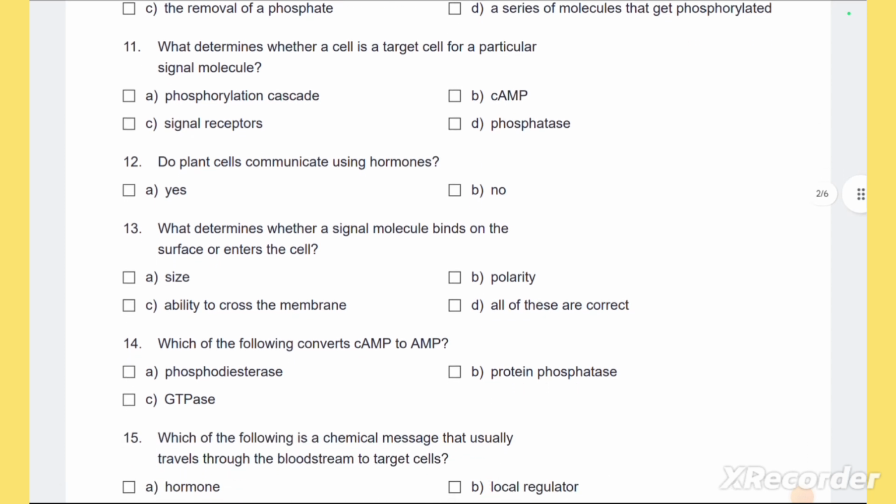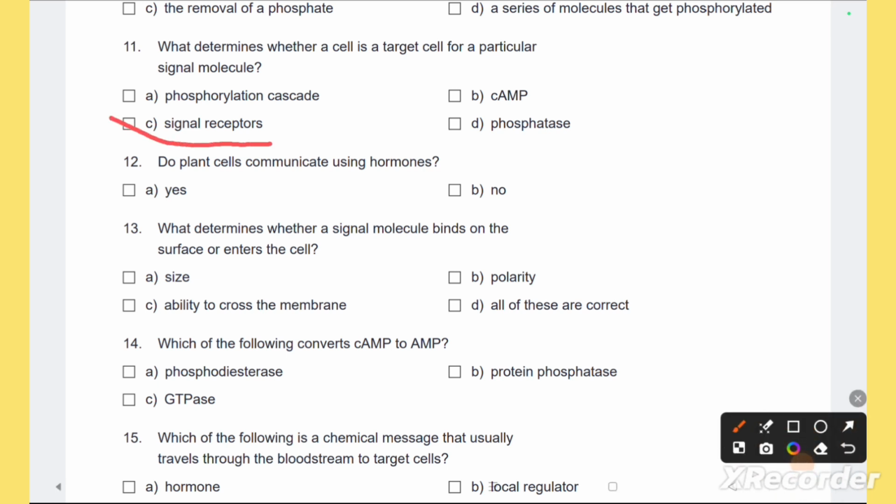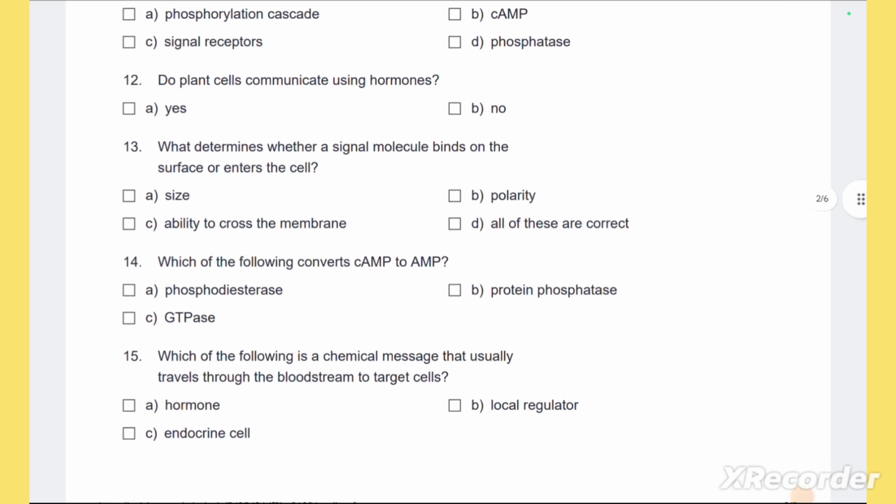Question number 11. What determines whether a cell is a target cell for a particular signal molecule? Option A, phosphorylation cascade. Option B, cyclic adenosine monophosphate. Option C, signal receptor. And option D, phosphatase. The answer of this question is C, signal receptor. Again and again I'm making this kind of mistake. Okay, chalo, moving towards question number 12. Do plant cells communicate using hormones? In this we just have to tick yes or no.